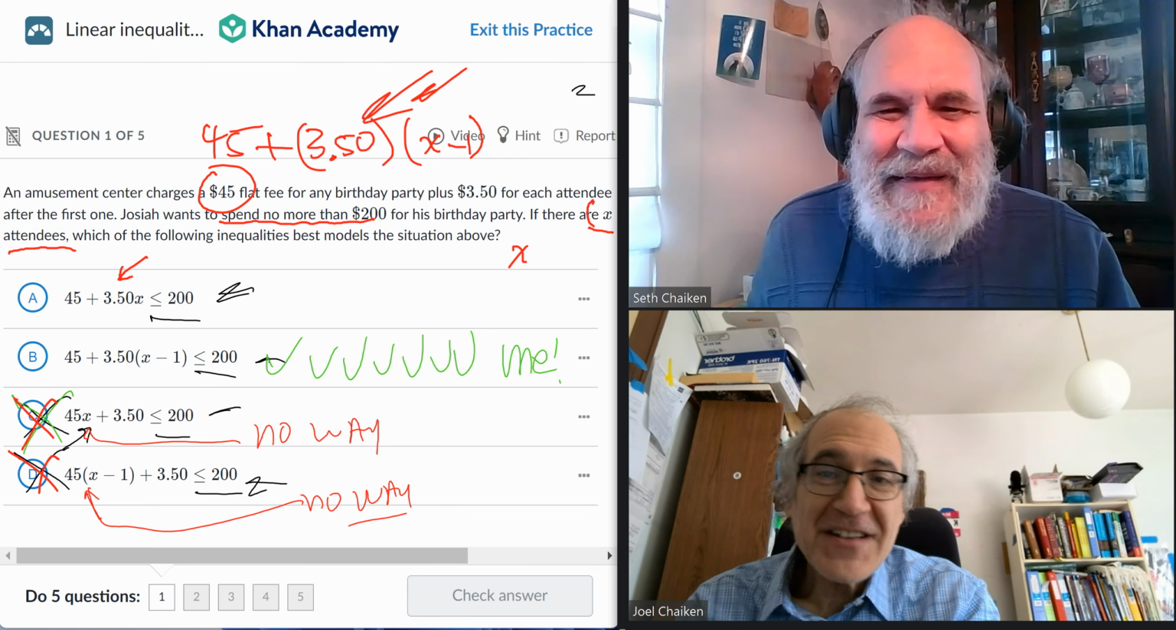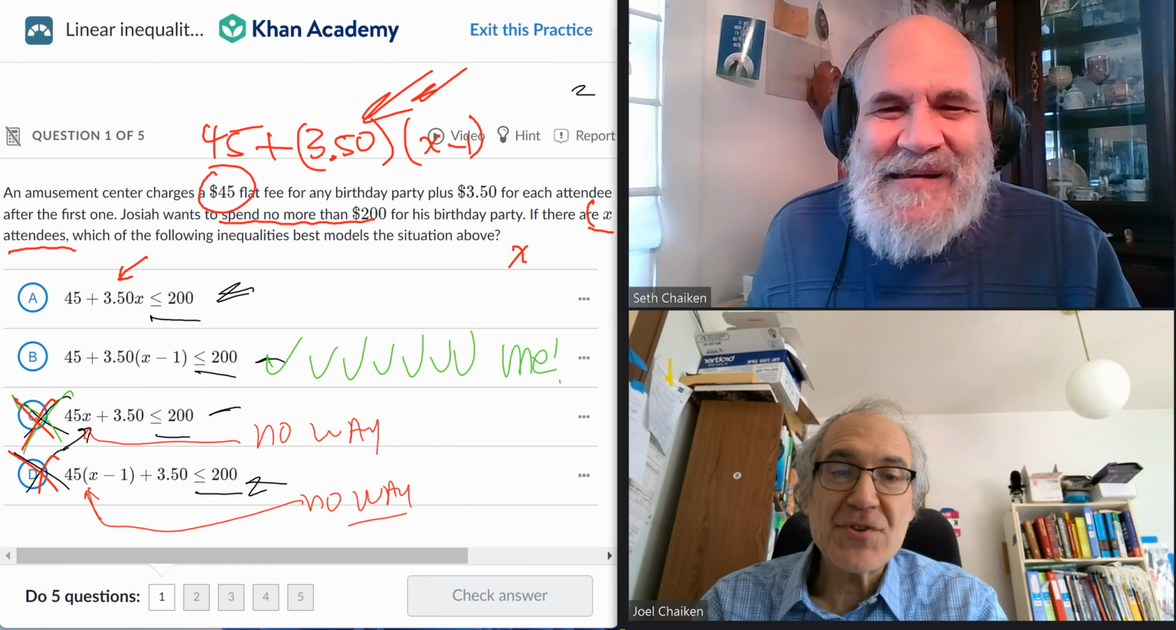Why did I do it the other way? I started zapping off choices because, come on, there's no way it's 45 times x. 45 is a fixed flat fee. You would never multiply 45 times the number of guests. The other way to do this problem is to look at the choices and start zapping off the ones that are obviously wrong. First of all, it's the only one that has an x minus 1. And so then you can see this one's probably the answer.